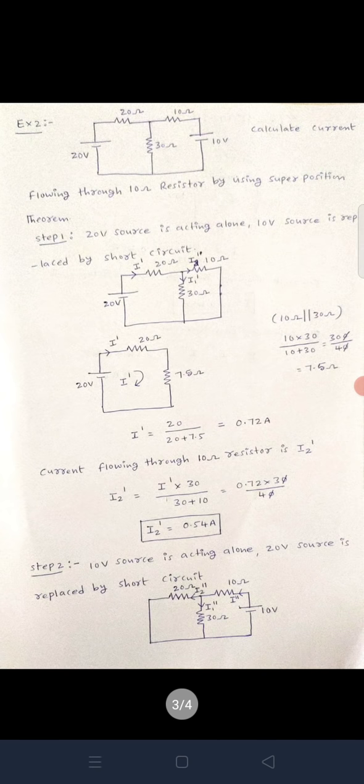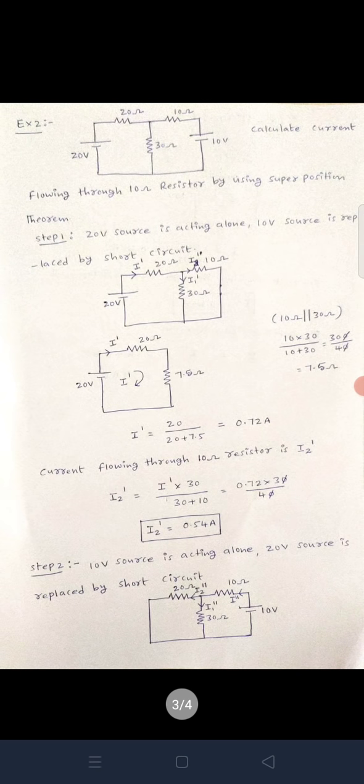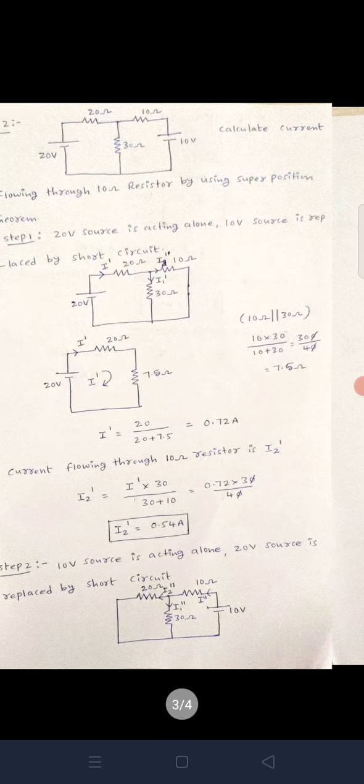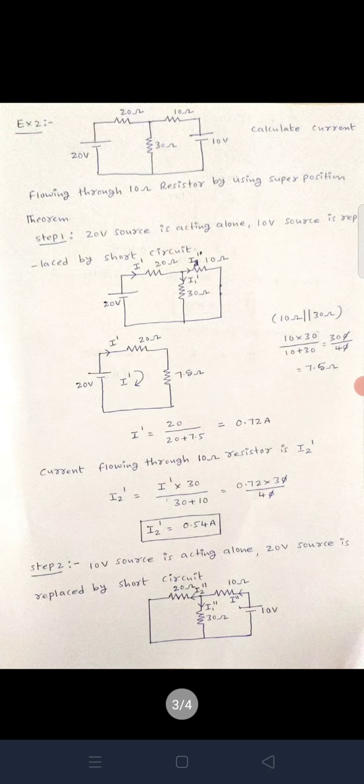Okay, by using the superposition theorem, the total current I flowing through the 10 ohm resistor is, first case, I2 dash, second case, I double dash. From the theorem, the total current I is equal to I2 dash plus I double dash. But here you can observe the signs of the currents. The I2 dash direction is clockwise. What about I double dash? The I double dash direction is anti-clockwise. Yes, both the currents are opposite in nature, right?